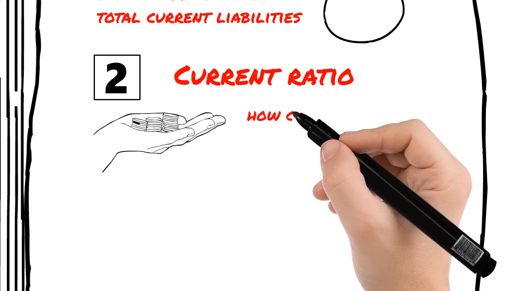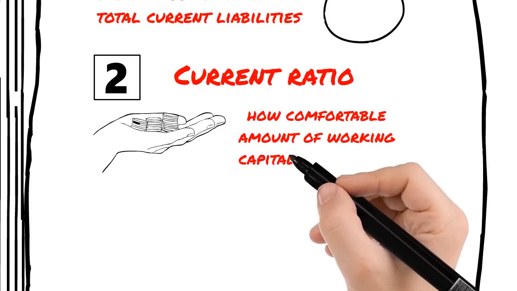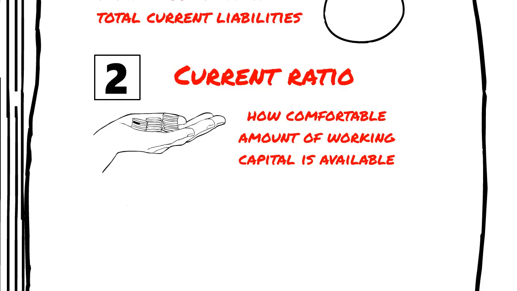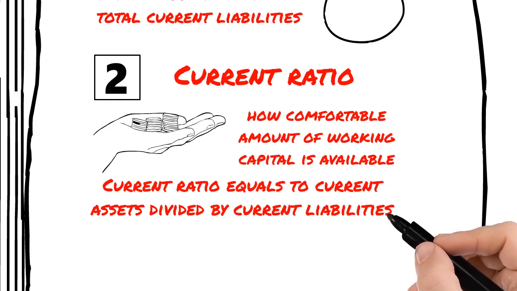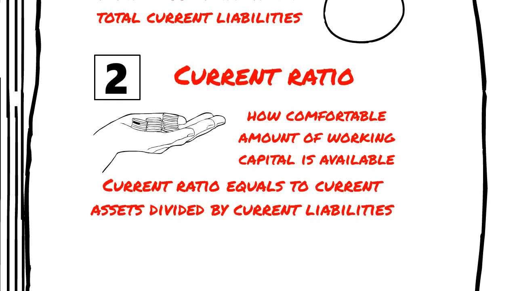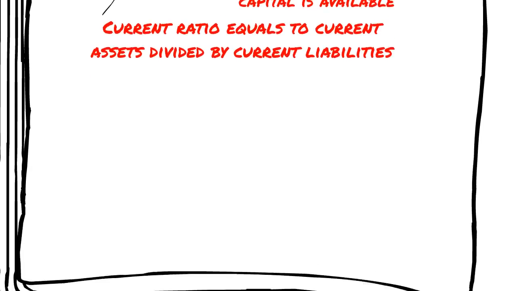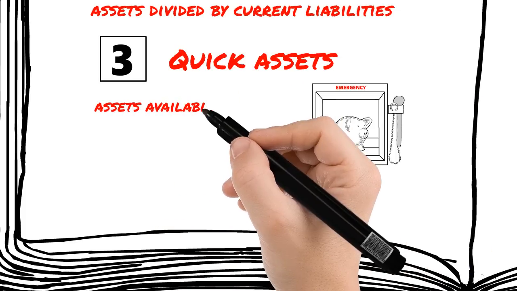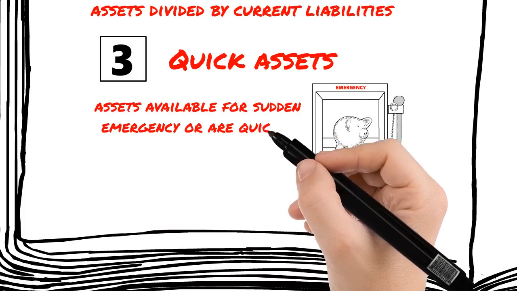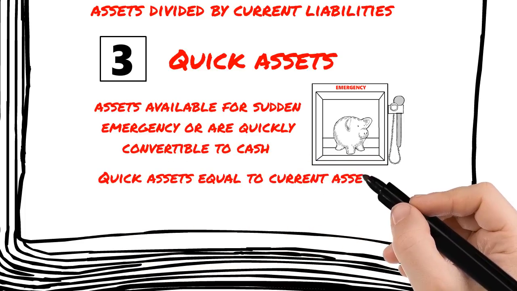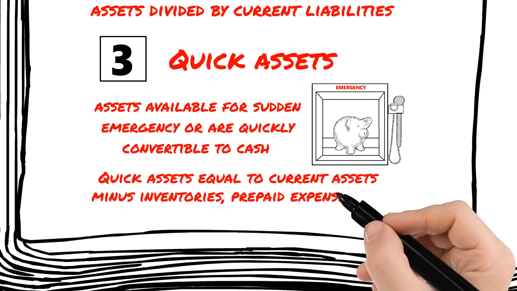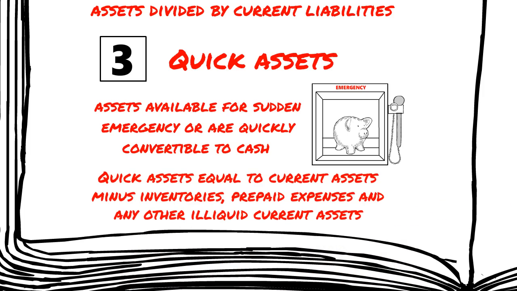Current ratio shows how comfortable the amount of working capital available is. Current ratio equals current assets divided by current liabilities. It varies from industry to industry, though 2:1 is a good ratio. Quick assets are the assets available for a sudden emergency or quickly convertible to cash. Quick assets equal current assets minus inventories, prepaid expenses, and any other illiquid current assets.